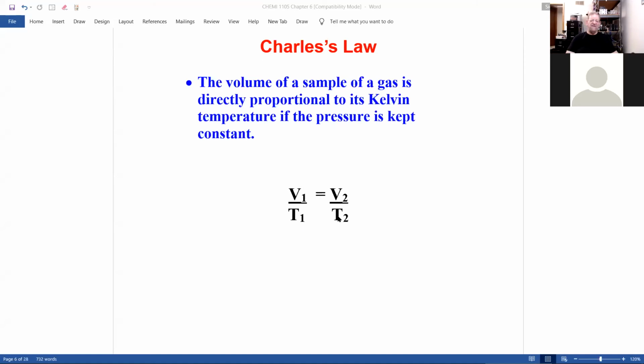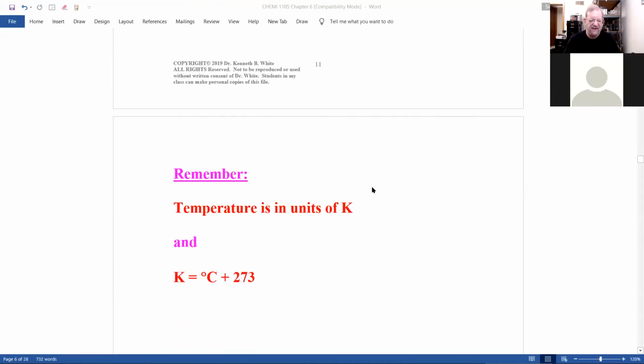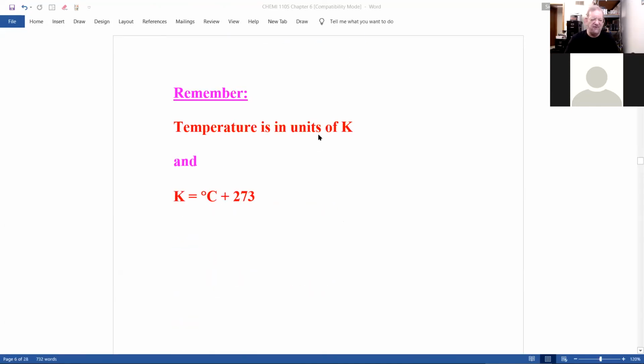Now, whenever I put this on a test, students have trouble solving for V2 or T2 in a fraction like this. So I finally decided a couple of years ago, I'll show it and talk about it, but I won't have it in a test question or on the final. That's Charles' law. And remember, temperature is always in Kelvin. To go from Celsius to Kelvin, Kelvin equals degrees C plus 273.